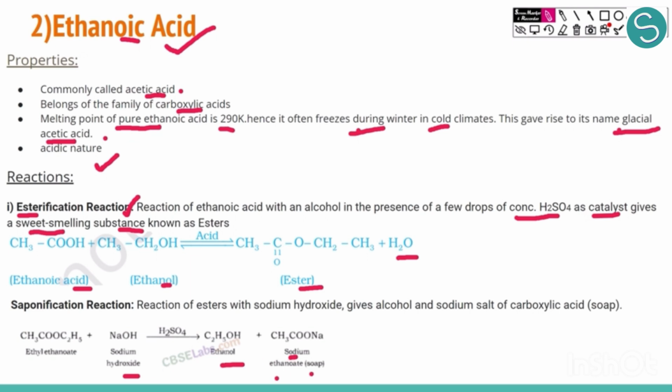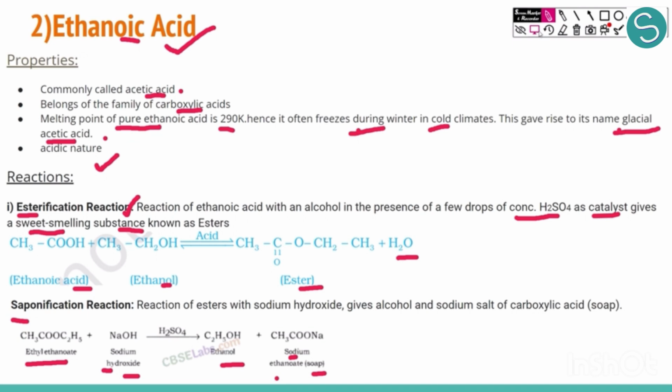What is saponification? If I use the same ester with sodium hydroxide, then I'll get ethanol and sodium ethanoate, which is a soap. So saponification means that at the end we are getting a soap as the product. The formation of a soap is called a saponification reaction. It is formed by ethyl ethanoate and sodium hydroxide, which is a base. It gives us sodium ethanoate, which is a soap.